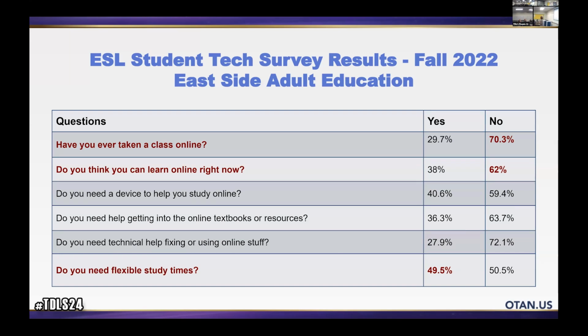And how about Mount Level? Yeah, so we only have really one class that's online right now. They meet monthly in person. So the students that we're surveying are all attending in person, and pretty much overwhelmingly, they want to be in person.